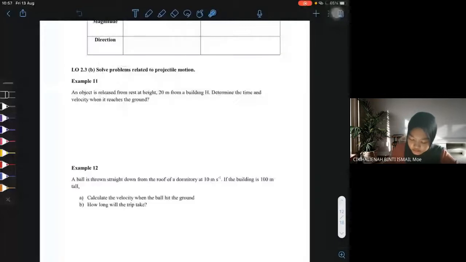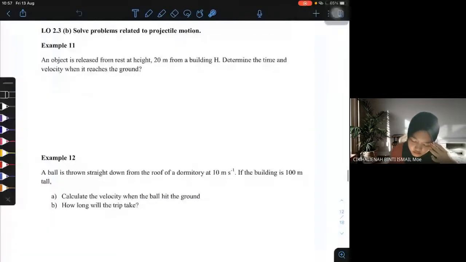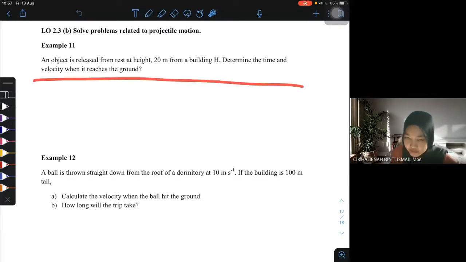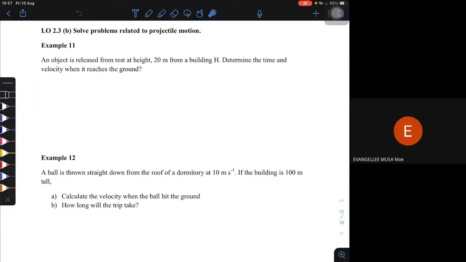Okay, so this is example 11. An object is released from rest at height 20 meter from a building edge. Determine the time and velocity when it reaches the ground. First of all, we need to identify what type of projectile this is. Is it free fall, horizontal, or projectile at an angle? Which one, if you read example 11?